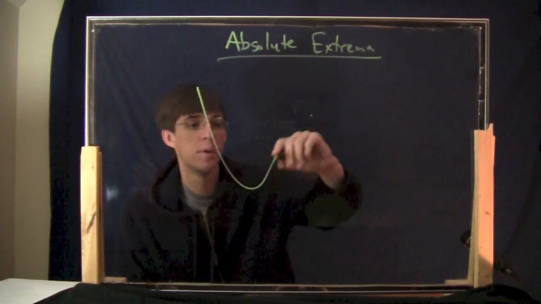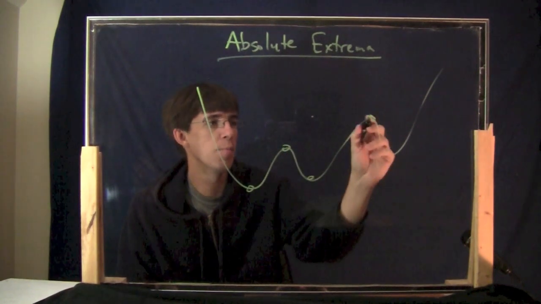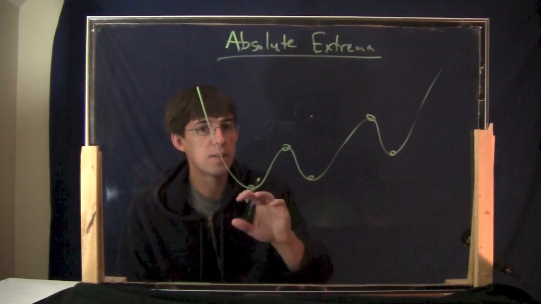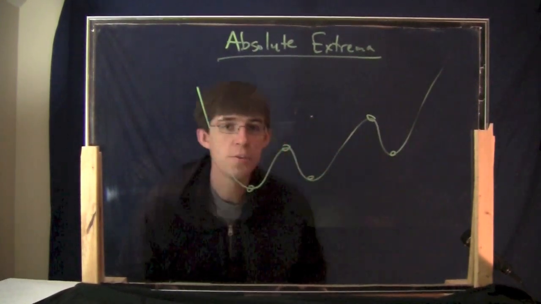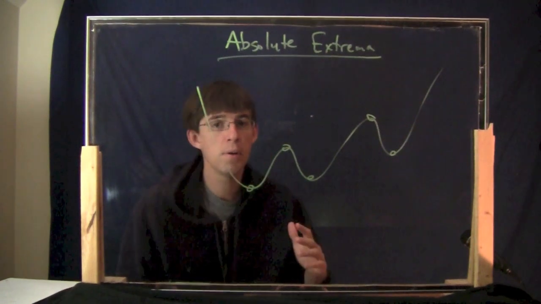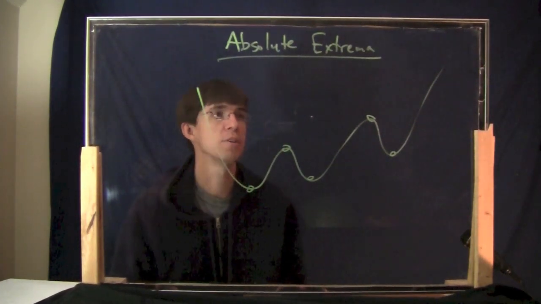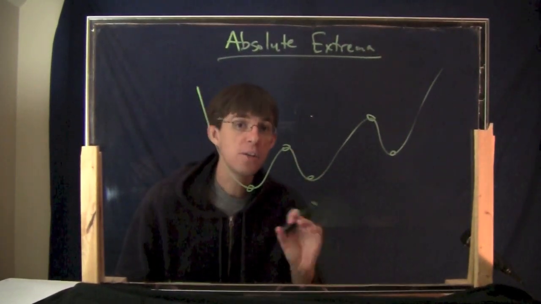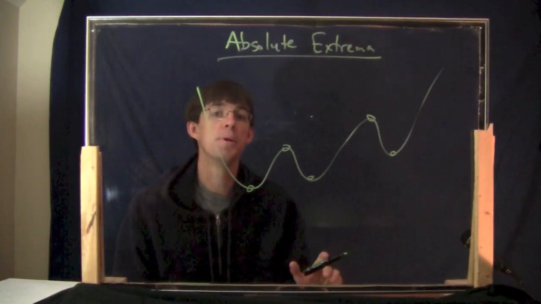Remember, those are, if you have a graph that looks like this, the relative extrema would be all of the points like this. These three would be relative minima. These two would be relative maxima. Those are the points which are bigger than or smaller than all the nearby points in terms of their y values.